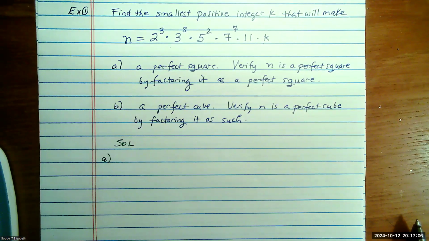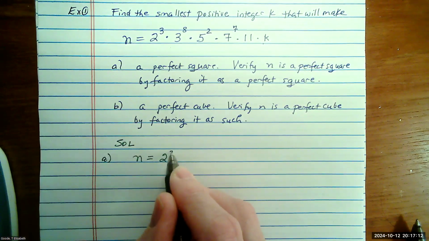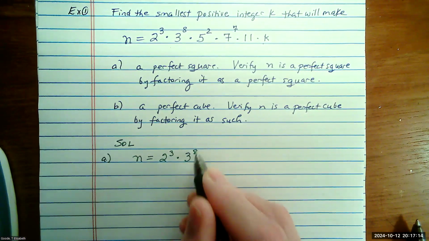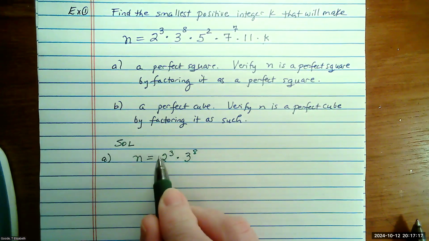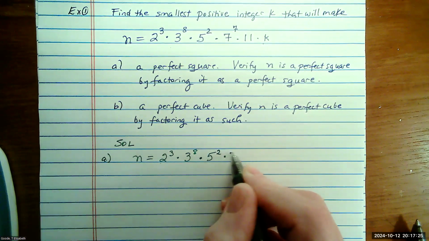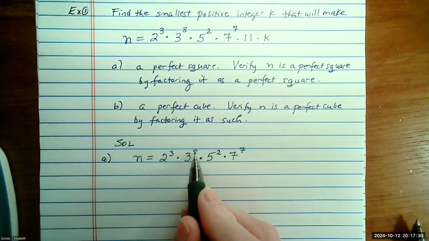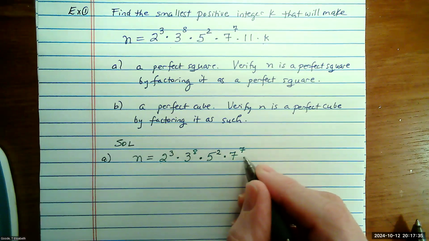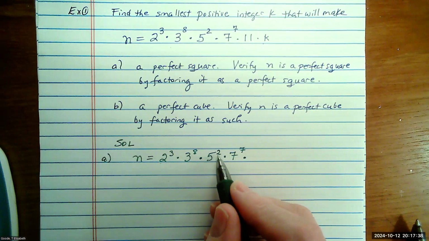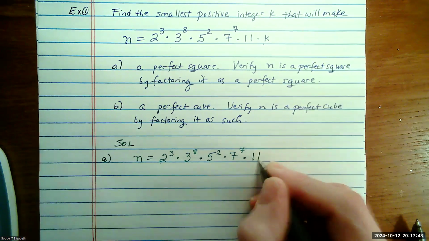So if we want to make n a perfect square, we look at the factors of n and we ask ourselves, okay, could this factor 2 cubed be correct if we want n to be a perfect square, or is it going to need to be adjusted? The same thing for the prime factor 3. It's being raised to the 8th. Is that an appropriate exponent for n to be a perfect square? Same thing with 5 squared. Is this 2 an appropriate exponent if we want n to be a perfect square? And so on and so forth.